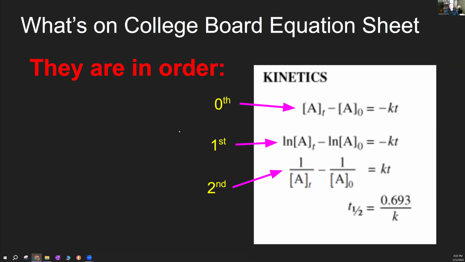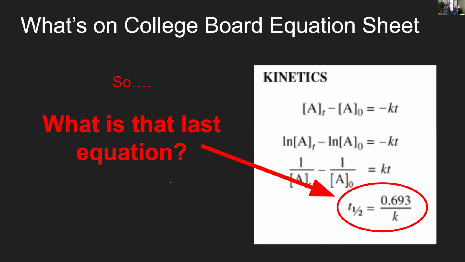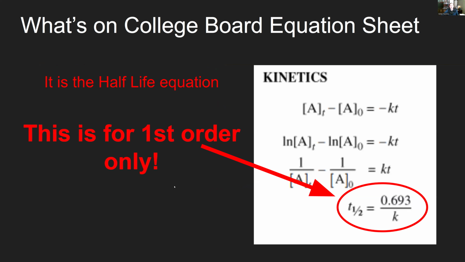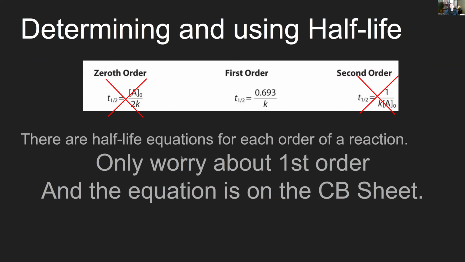So then you might be looking at this and saying, okay, what's that fourth equation doing in the bottom corner there? Well, that is a half-life equation, but that half-life equation is only for first order kinetics. So it is only a half-life equation that will work in a first order reaction. And we're going to do a couple of sample problems with those as well. Do you have to worry about a half-life equation for 0th order or second order? You do not.